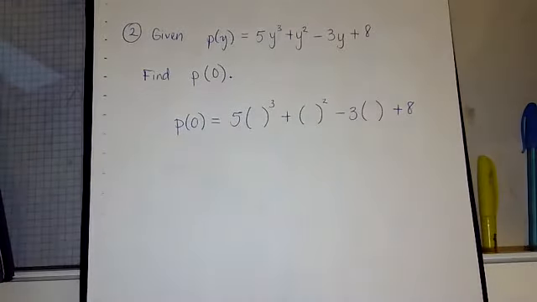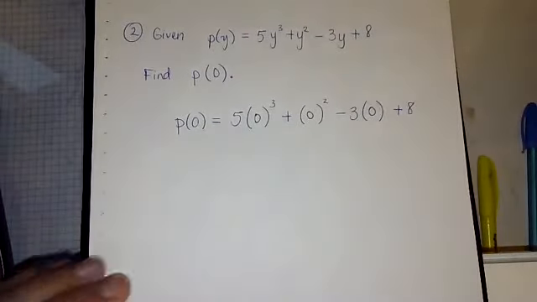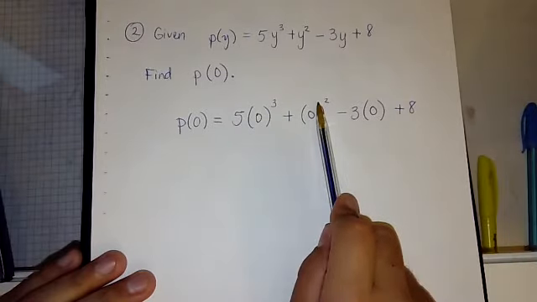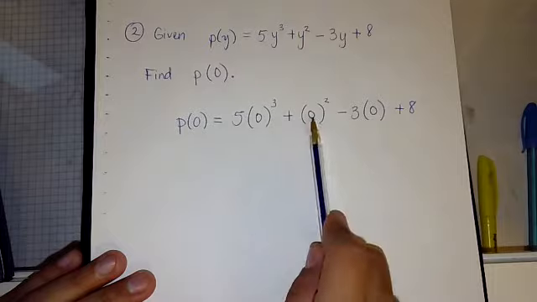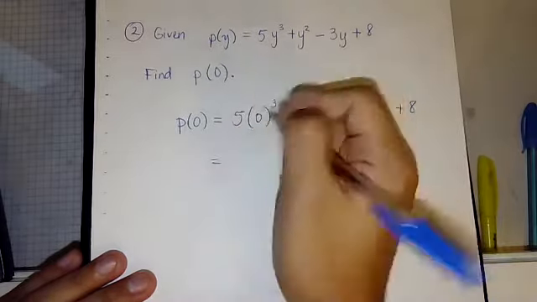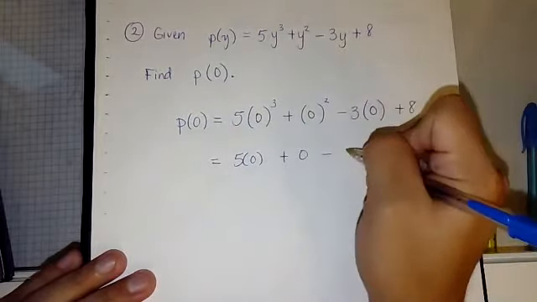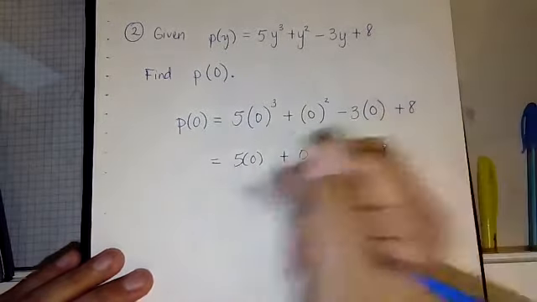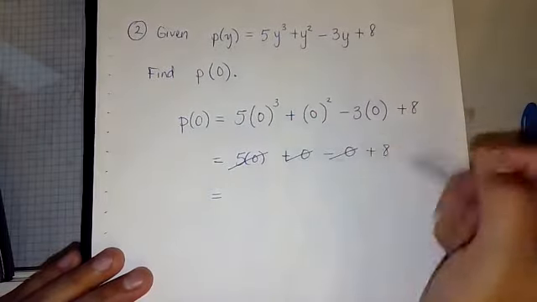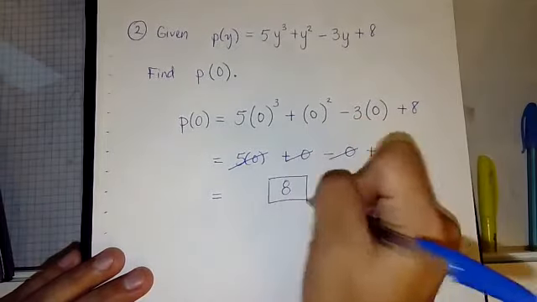So we're going to plug 0 into this expression and then simplify it. Well, this is a really nice one because 0 to the third power is 0. 0 to the second power is 0. So really this is 5 times 0, 0, and then 3 times 0. So you could say that this is 5 times 0 plus 0 minus 0 plus 8. And so everything here that's a 0 sort of cancels out. And you're just left with positive 8.